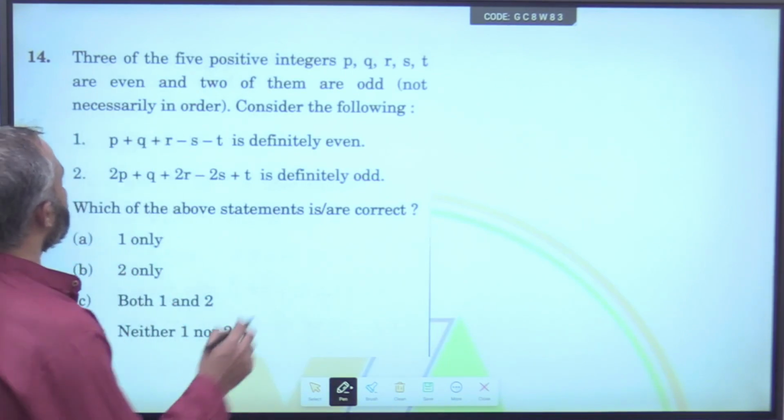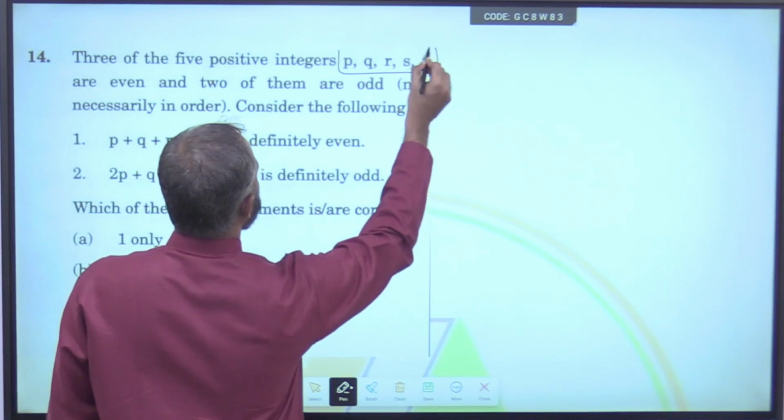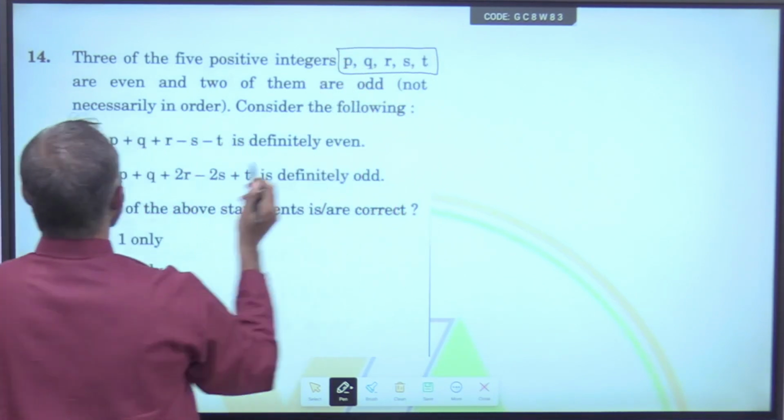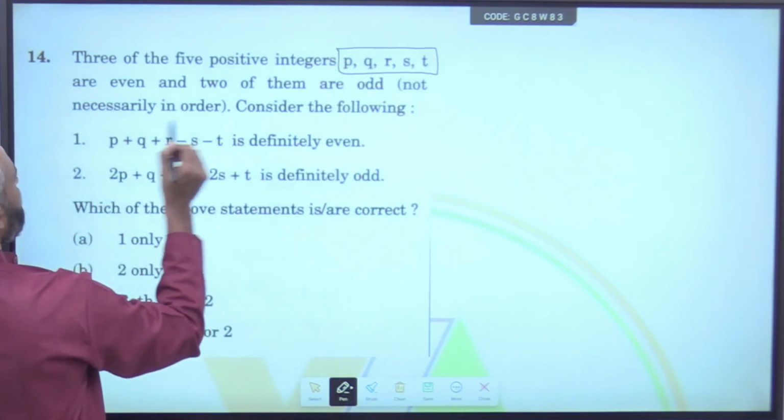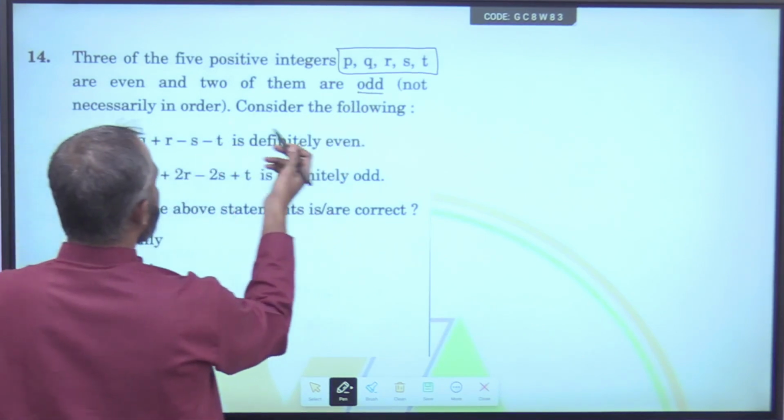this talks about there are 5 positive integers P, Q, R, S, T. Okay, this is our attack point. Three are even and 2 of them are odd. Okay, good. Not necessarily in any order. Consider the following.